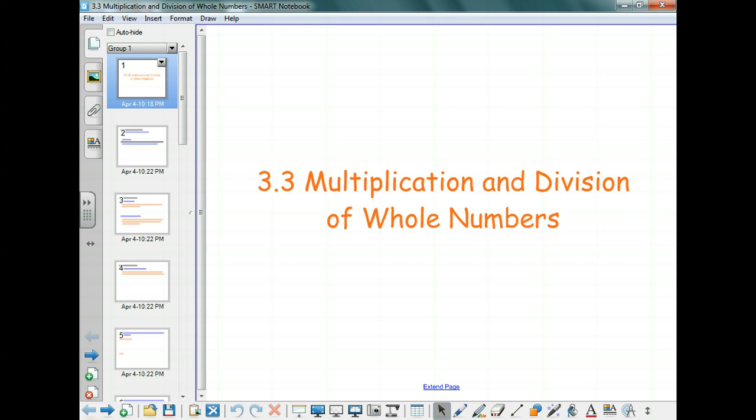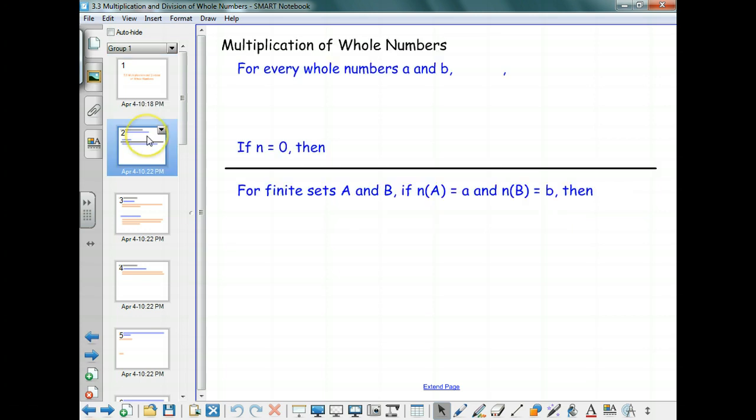Section 3.3 is again back to the conceptual ideas of multiplication and division, the different models, why we would multiply, why we would divide. And then 3.4 is going to be, again, the algorithms, the ways in which we do that. And we'll get to 3.4 after the break. But 3.3, we're going to start with what multiplication actually is.